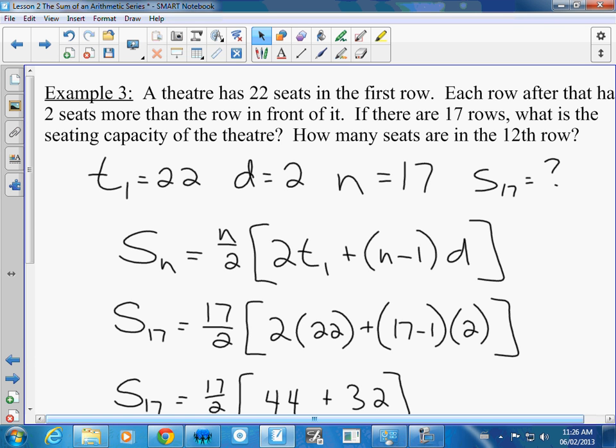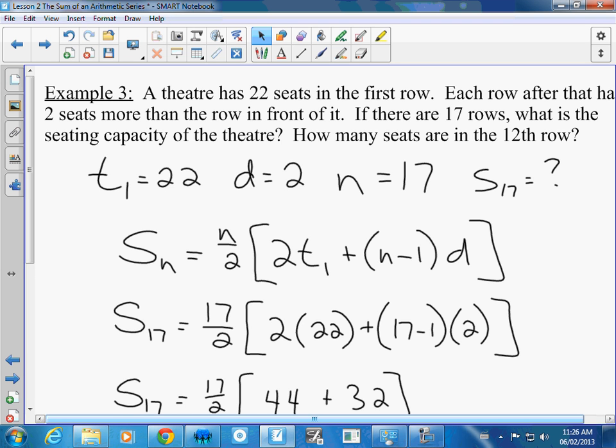No, we just want to know, in the 12th row, how many seats are there? So this is not a series question. This now goes back to a sequence question, right? We want to know what it is. So sometimes you're going to have to use both formulas in a question, right? Series is for sum. Sequence is just the numbers, okay?